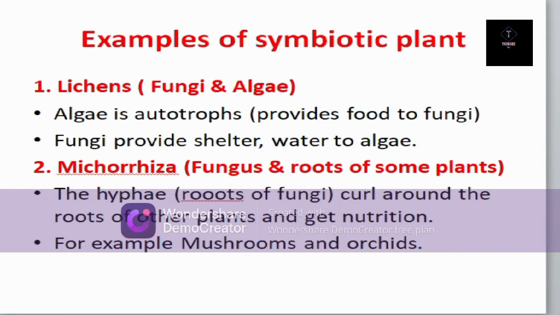Lichen is the association between fungi and algae. So here you can say algae are autotrophs, so they provide food to the fungi, and in return the fungi provide shelter and water to the algae. So this is the association. They are both getting benefit and none of them is getting harmed.